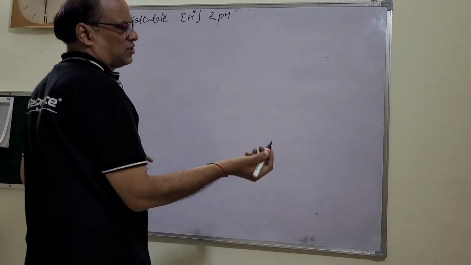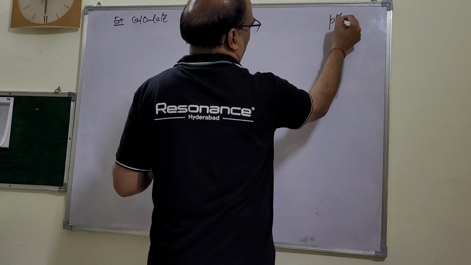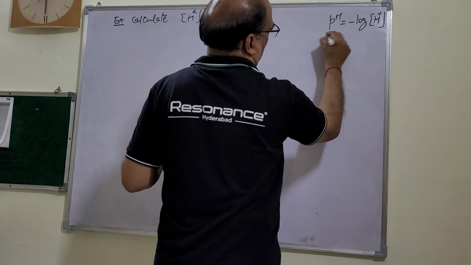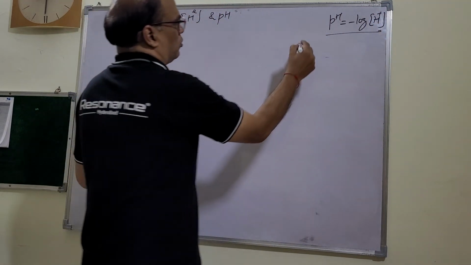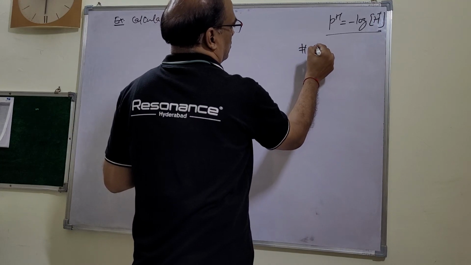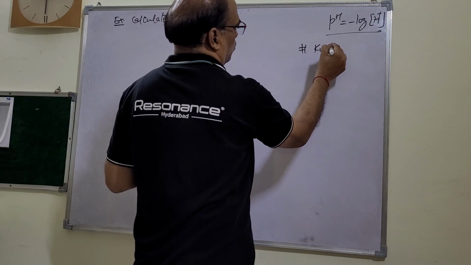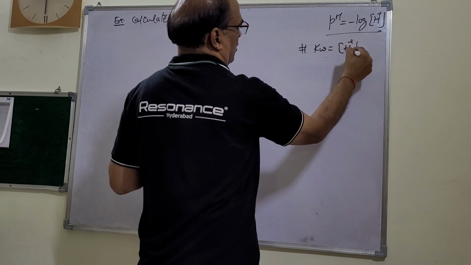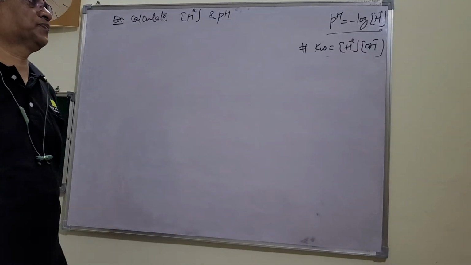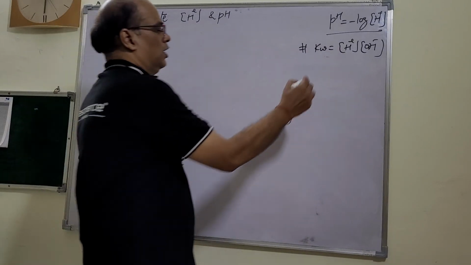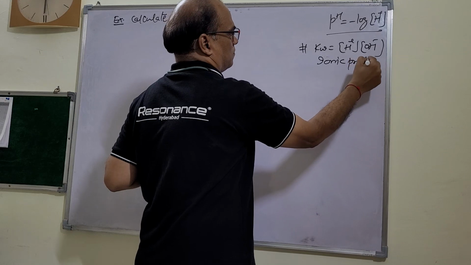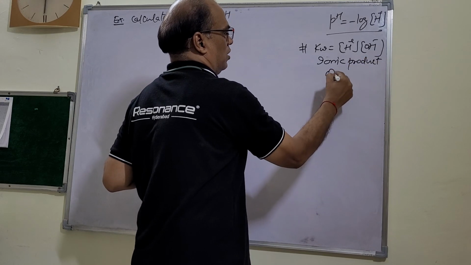You know what is pH, everybody? pH is negative log of whatever H ion concentration. Okay, this is pH. One more thing you can recall, that is Kw is equal to concentration of H ion into concentration of OH ion. These things are very important, key points. We call it ionic product of water.